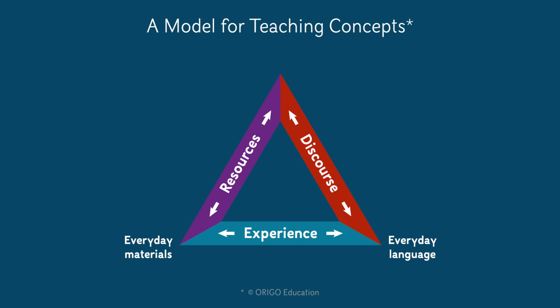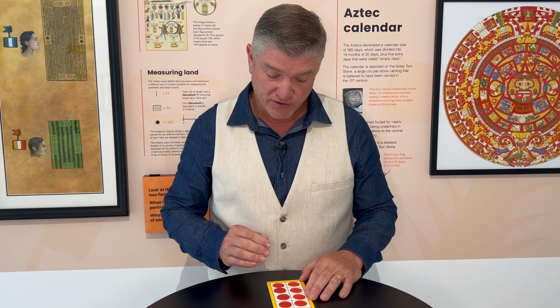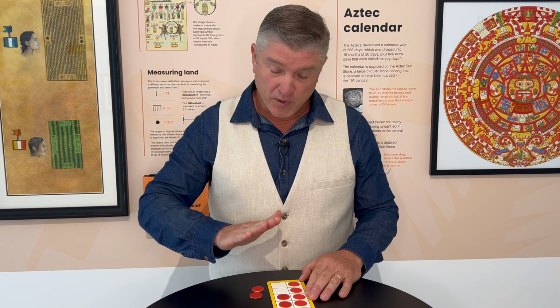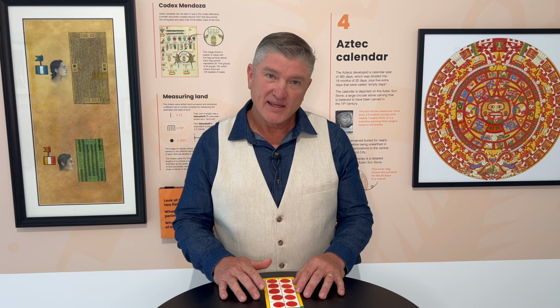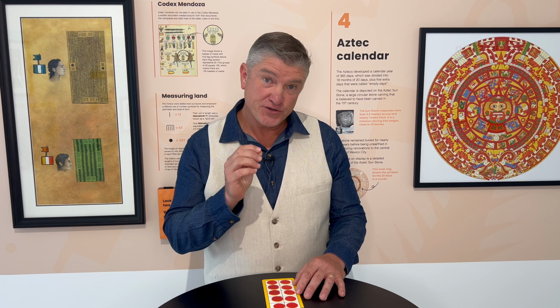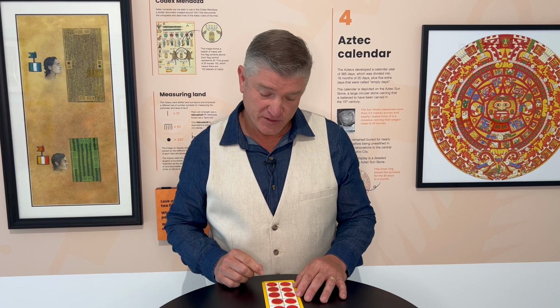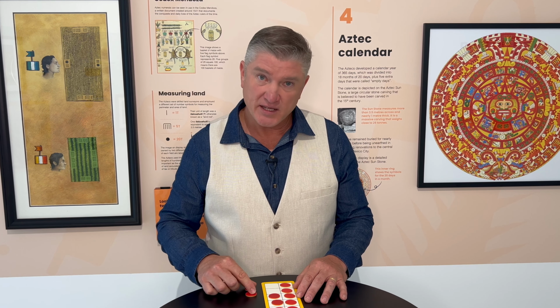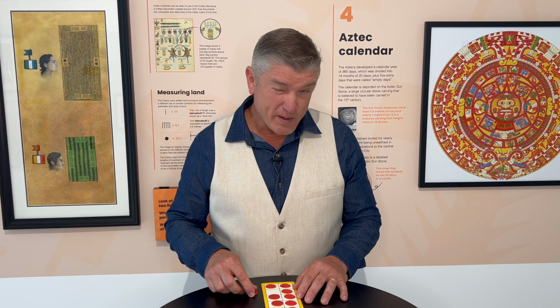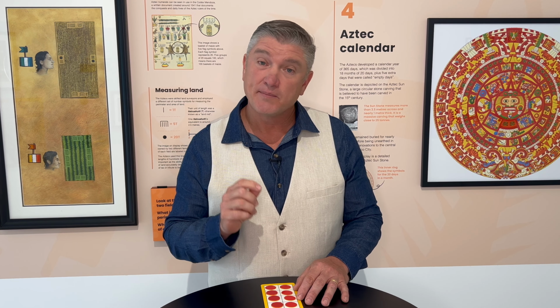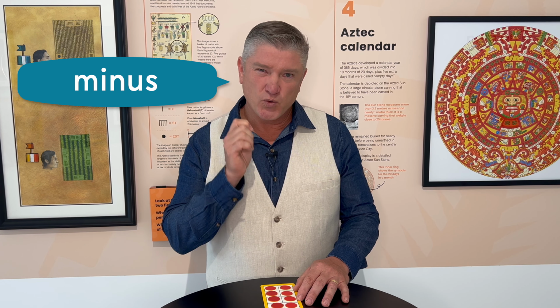You can see this happening as we move up the triangle that shows our model for teaching concepts. The language associated with the classroom materials gets narrowed to remove or take away or possibly just cover up. In the next stage of development, we're going to start introducing mathematical words to replace the words that we use with classroom materials. So instead of saying take away, we might say subtract, or we might even say that other word which we associate with subtraction. Yes, I'm talking about minus.